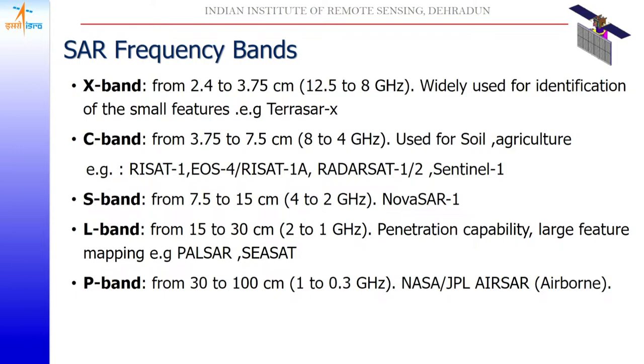So we have different frequency bands: X band, C band, S band, L and P band. We have different satellites. For X band we have TerraSAR, for C band we have RISAT-1 and the recently launched EOS-04 RISAT-1A, which is a follow-on to RISAT-1, RADARSAT and Sentinel. For S band we have NovaSAR, for L band we have PALSAR 1 and 2 and CSAT, and P band is the airborne NASA JPL AirSAR, which is the P band.